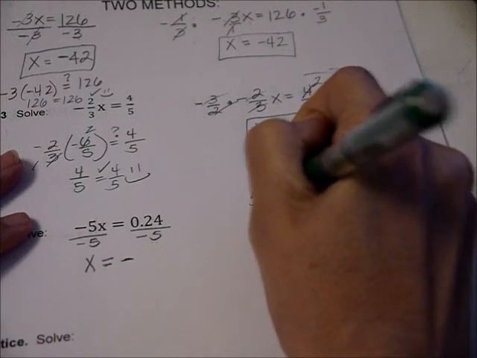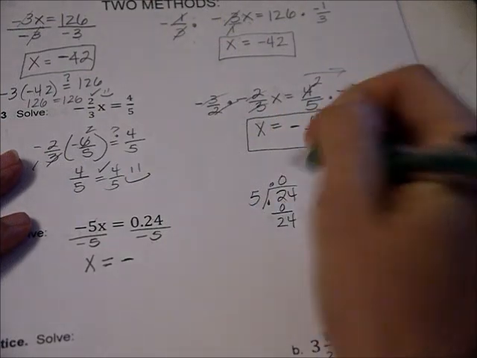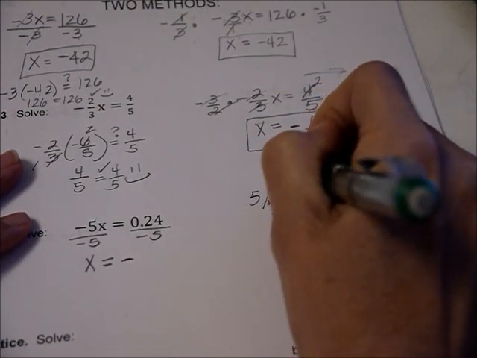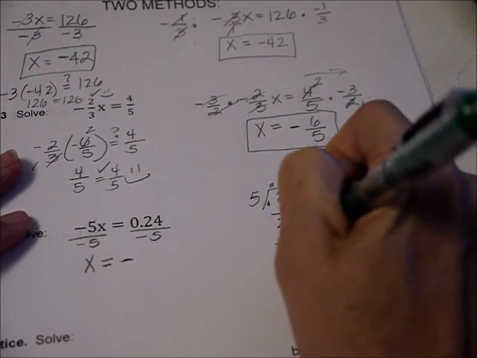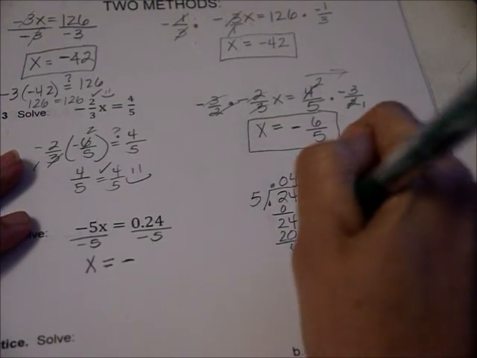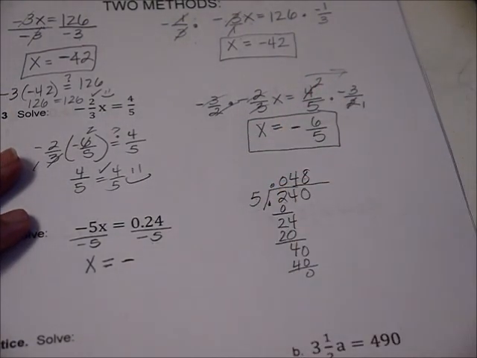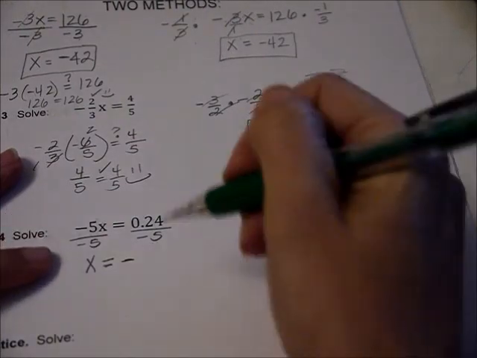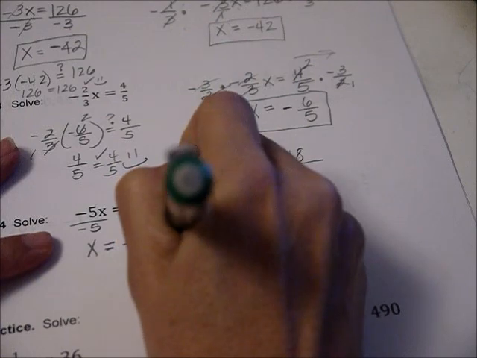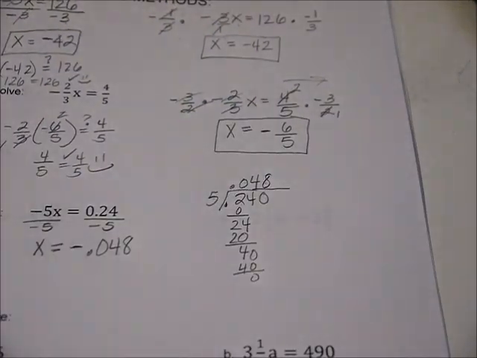Okay, 5 does not go into 2, so we have to put a placeholder there, and it goes into 24 4 times. Okay, so we're going to have to give a 0. Bring it down. 40 divided by 5 is 8. 8 times 5, and we are done. So it looks like we get negative 0.048. Sorry, my words weren't coming out.